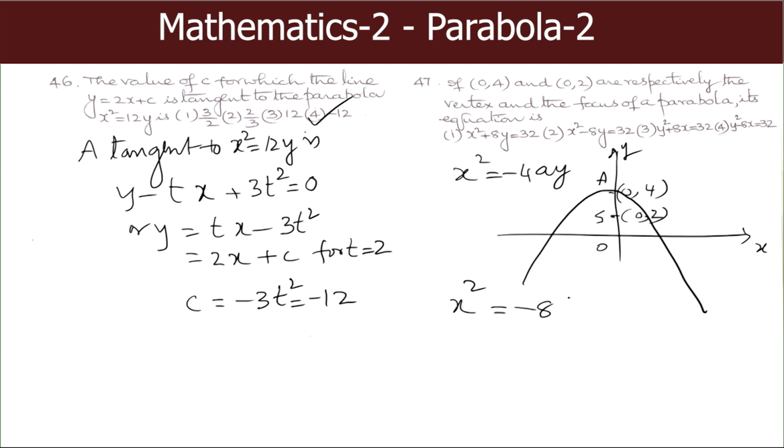So, minus 8 times y minus 4, because the vertex is 0, 4, x square equal to minus 4a, where 4a is the latus rectum. 4a is 4 times 2, that is 8, into y minus 4 here, because 0, 4 is the vertex, or x square plus 8y is equal to 32. So, that is the equation of the parabola, which is option 1.